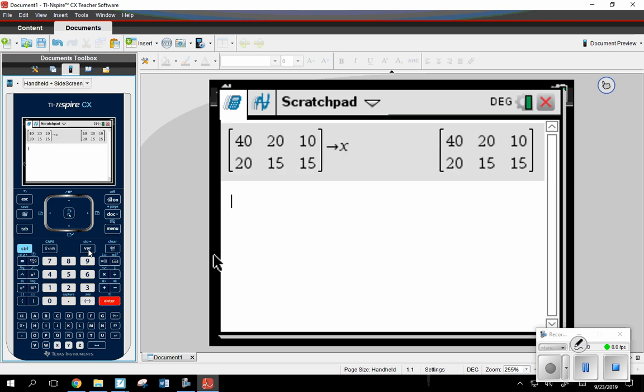To clear the scratchpad, just push Document B. Document B will always clear your scratchpad and your graphing screen. Unfortunately, it won't take care of your documents. For that one, you'll need Control W.